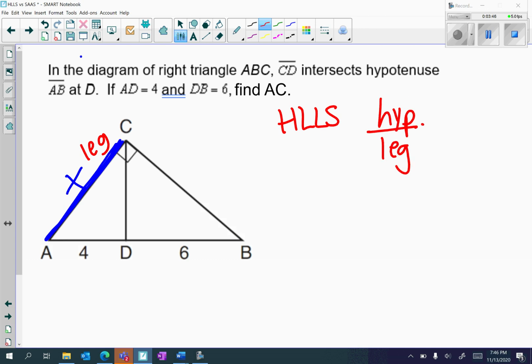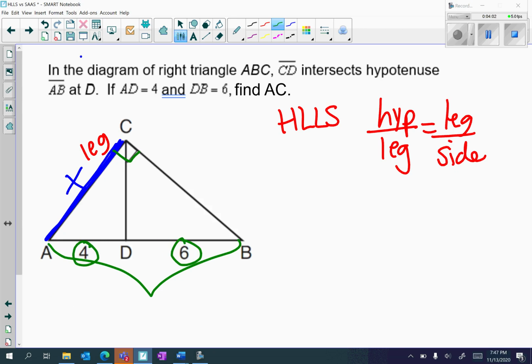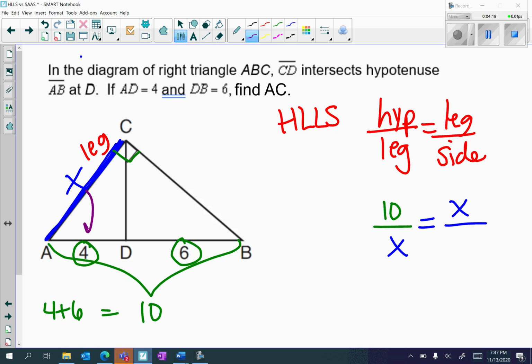Hypotenuse over leg is equal to leg over side. So in this case, our hypotenuse of our big triangle, which is across from the 90-degree angle, is going to be AB. When two numbers are next to each other, the 4 and the 6, I have to add 4 plus 6 to get my hypotenuse, which is 10. My leg, like we said before, is what we're trying to find, which is X, is equal to the leg again, which is X, over my side, which is across in the smaller triangle, which would be 4.